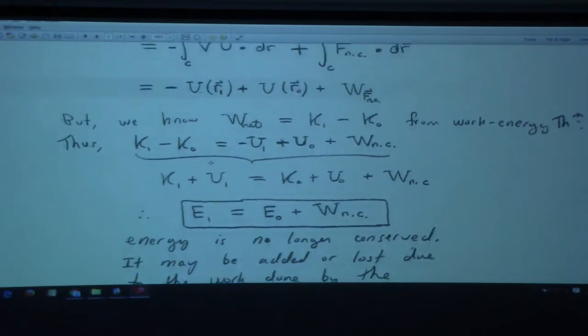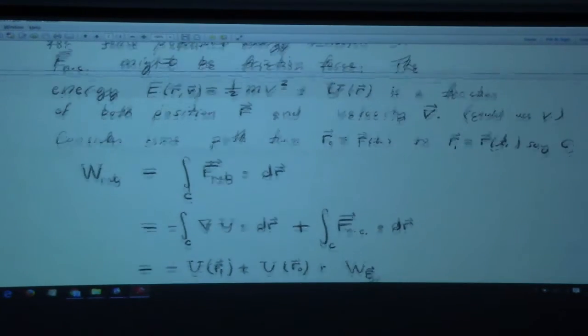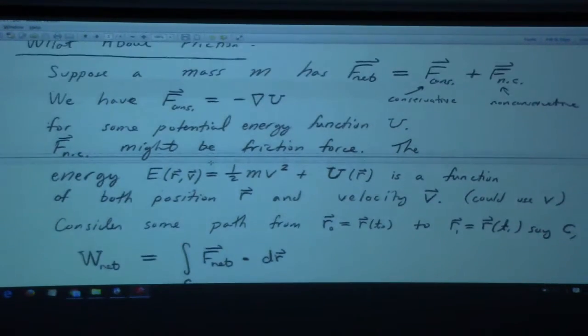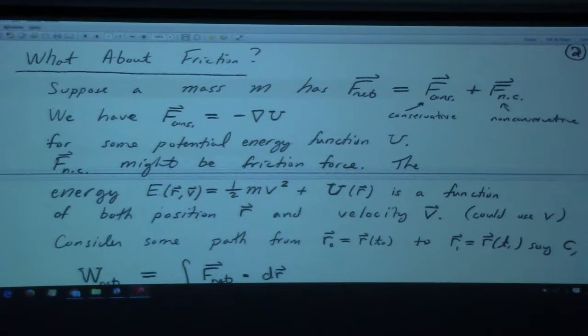All right, so here's sort of a generic discussion. Suppose, well, what about friction? If the net force is a conservative force plus a non-conservative force, the conservative force has a potential energy function associated with it, but the non-conservative does not.